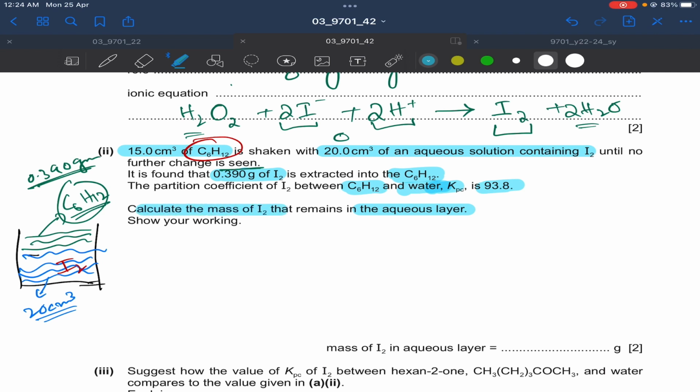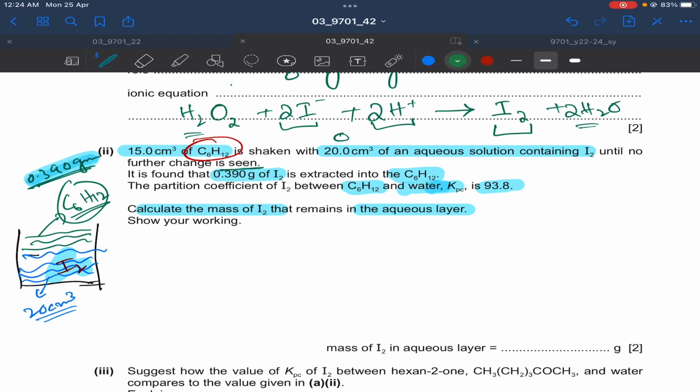Calculate the mass of iodine that remains in the aqueous layer. What is left in the water once we have added cyclohexane? 0.390 grams of iodine transfers into the cyclohexane, and now we have to find out what amount of iodine is left in the aqueous solution, right?